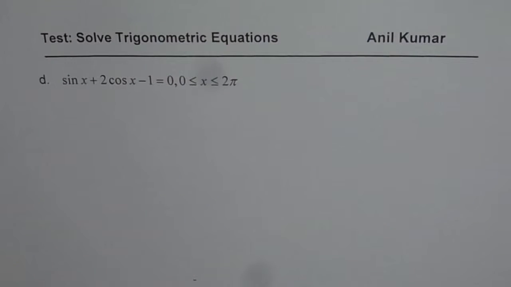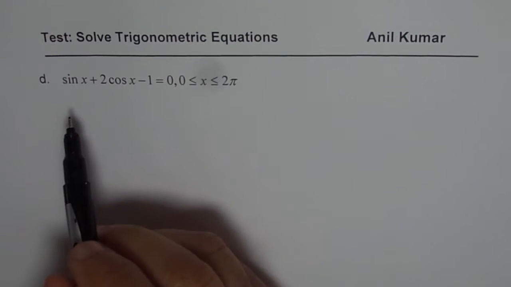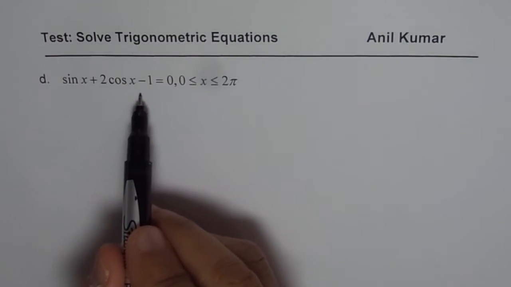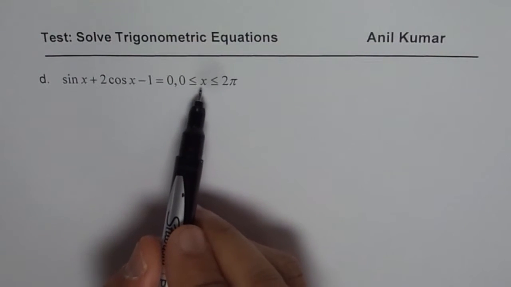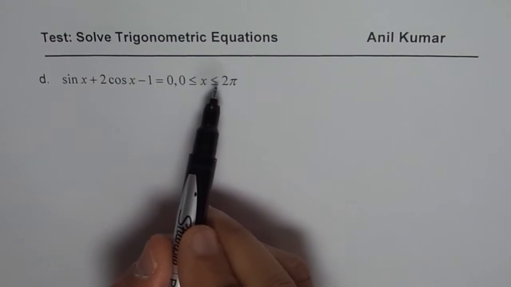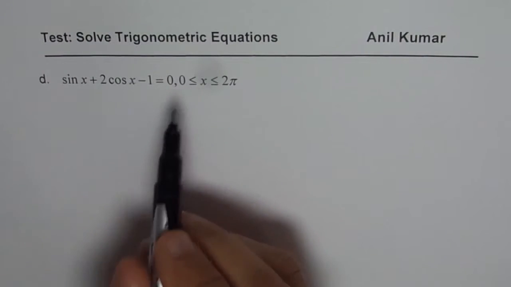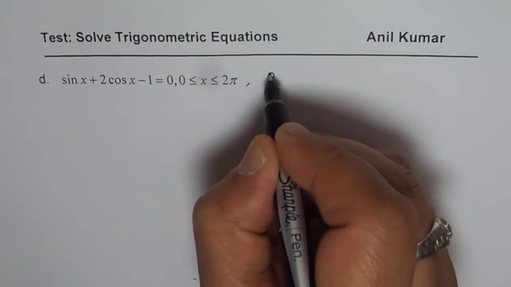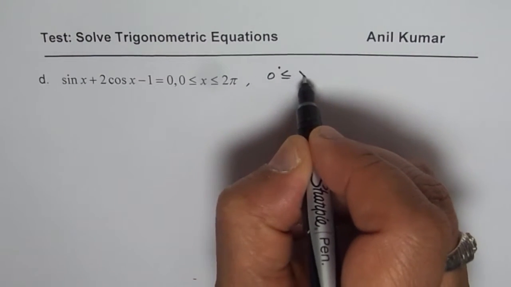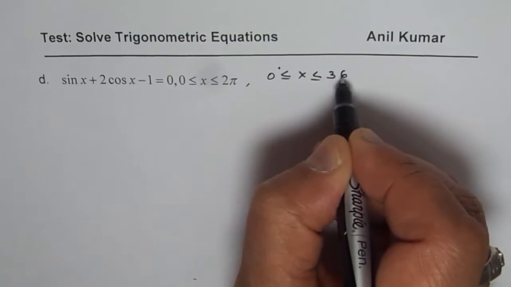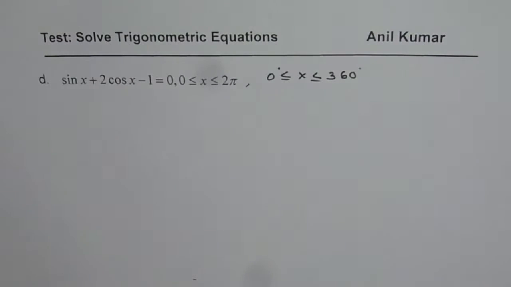I'm Anil Kumar, and here is another trigonometric equation from my test paper. The equation is sin x + 2 cos x - 1 = 0, where x is between 0 to 2 pi. Those of you who are working with degrees could do from 0 degrees to 360 degrees, right? So, you could solve in that domain also.